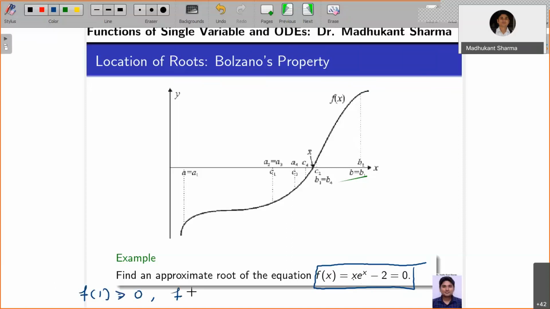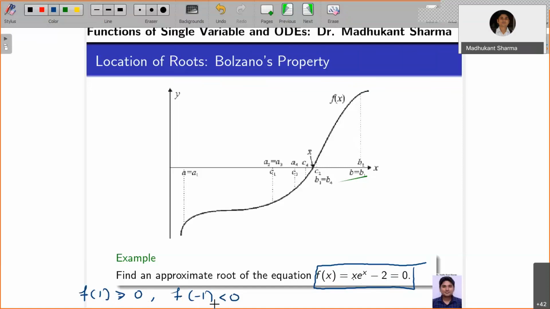And f of minus 1 is less than 0, because e to the power minus 1 is anyway positive, 1 by e. So minus times something positive is negative, and the sum of two negative numbers is again negative. So that's certainly less than 0. So you can start with this interval and locate the root. Apply the bisection method.